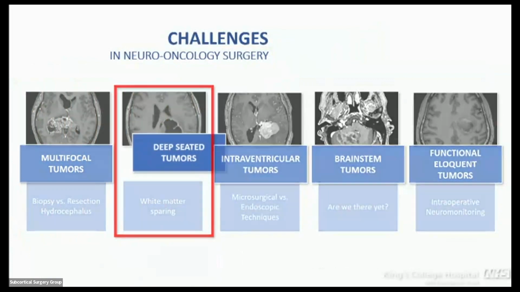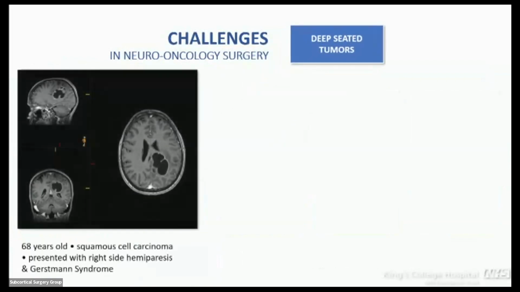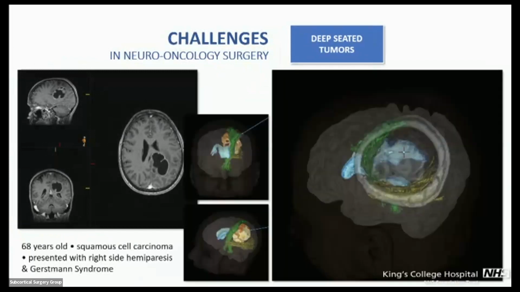If we move to the deep-seated tumors, I have a case of metastasis, a squamous cell metastasis. This is located quite deep. You can see it's quite sizable. There's a big cystic component. These kinds of lesions are not amenable for SRS. So we always have to think of how we can help these kinds of patients.